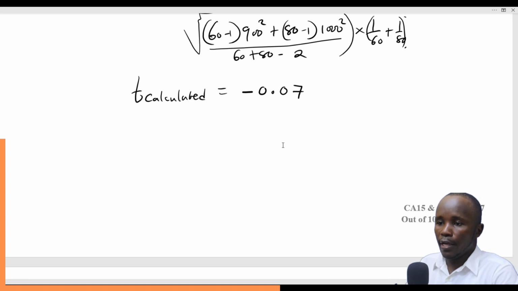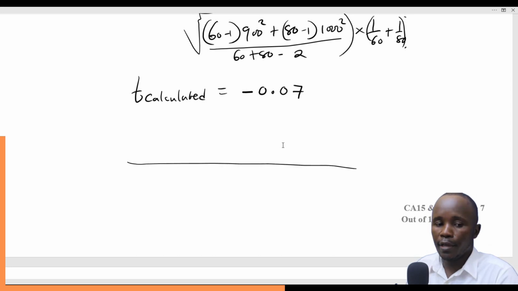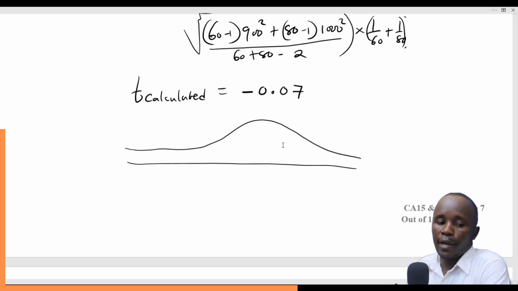Now, when you go to your standardized table, we shall have our table here. Let me draw a nice table. We want to look at T critical and compare this with the T calculated.